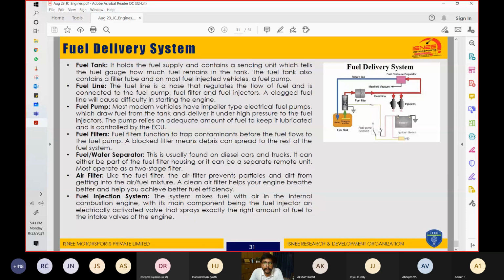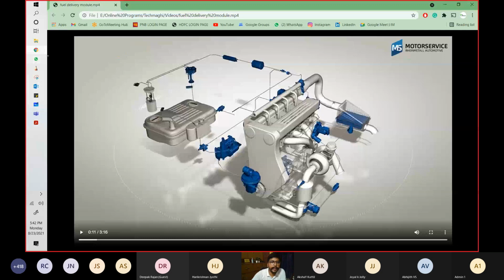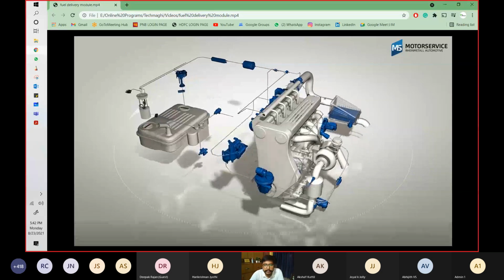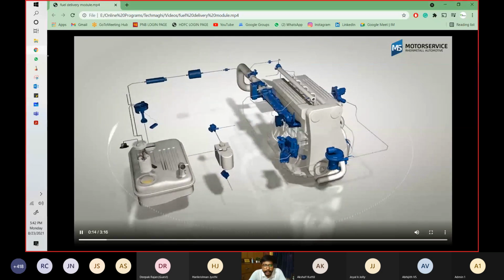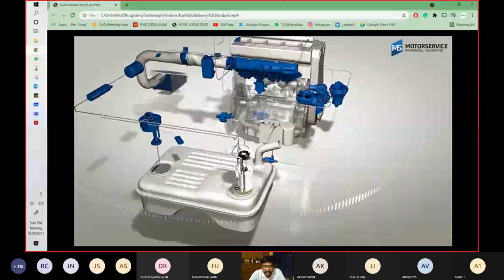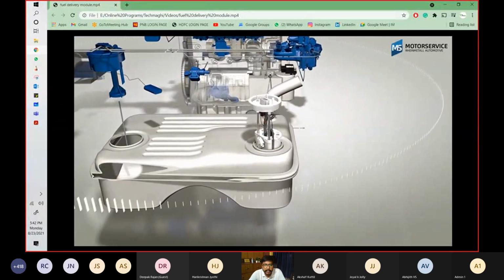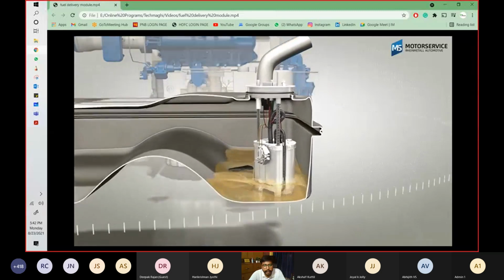Then the air filter also is a component of this fuel delivery system. Air before coming into the combustion chamber needs to be filtered so that there are no dusts, so that the combustion can happen easily and in a more efficient way. Then there is the fuel injection system that we studied just now. So we'll have this video to explain what a fuel supply system or fuel delivery module is. It is mostly in the advanced engines when the supply of fuel needs to be in a very decorative way, in a very structured way.